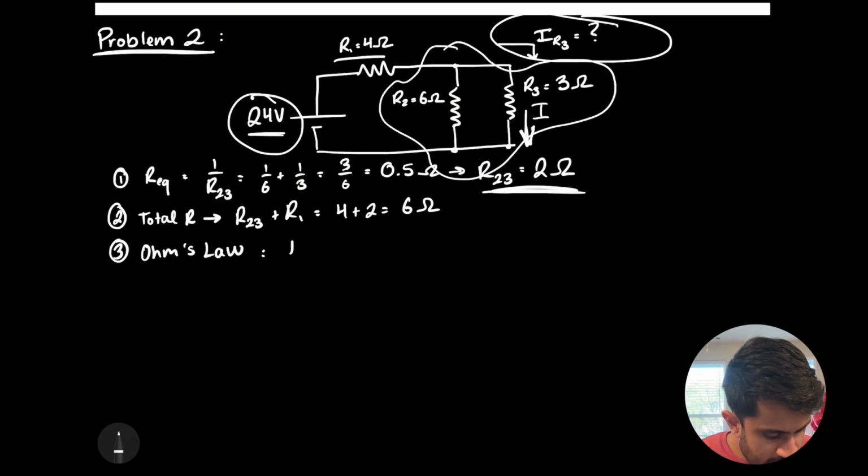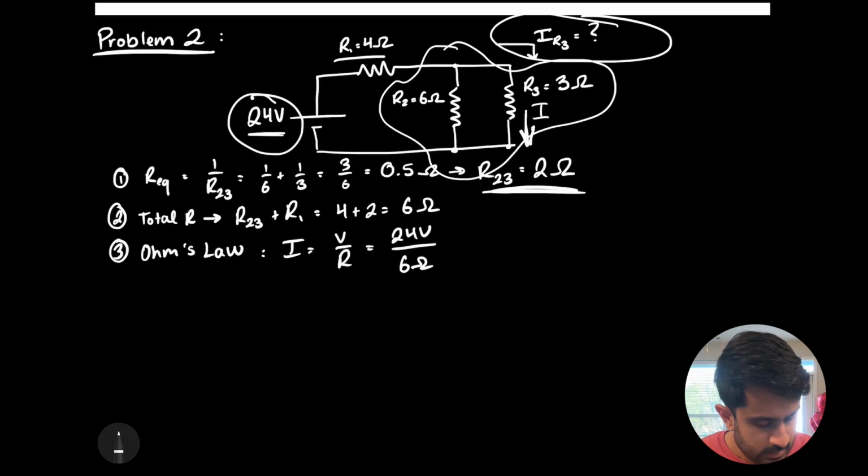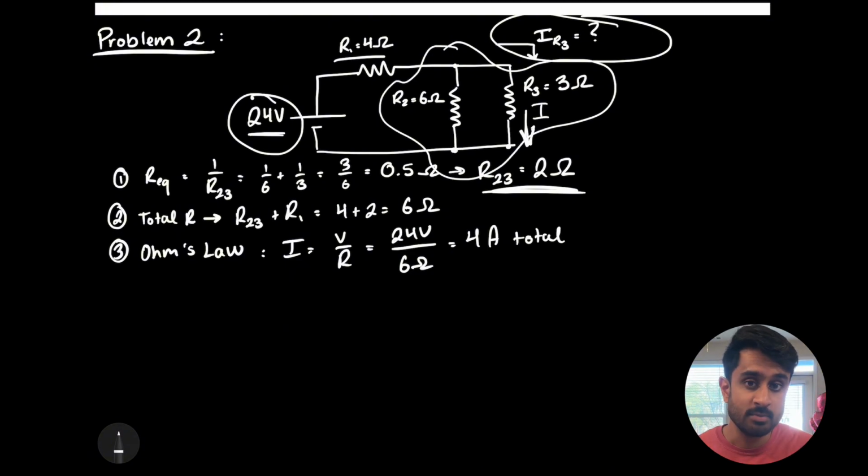is going to be I equals V over R. Solving for this is going to be 24 volts over 6 ohms, getting a value of 4 amps total in the circuit. Now this 4 amps is going to be distributed to a variety of different circuits, whether it goes through one branch or another, and that's specifically what we need to find out in this case.